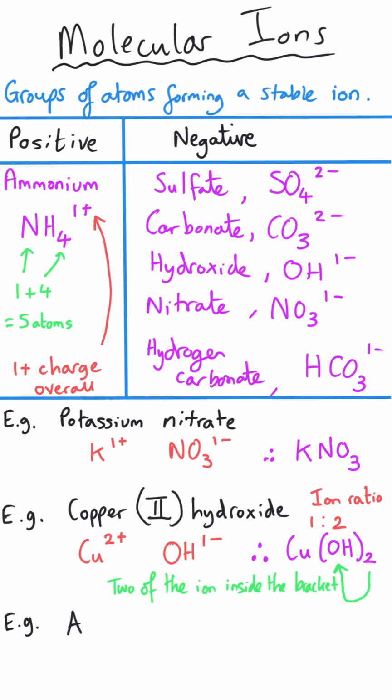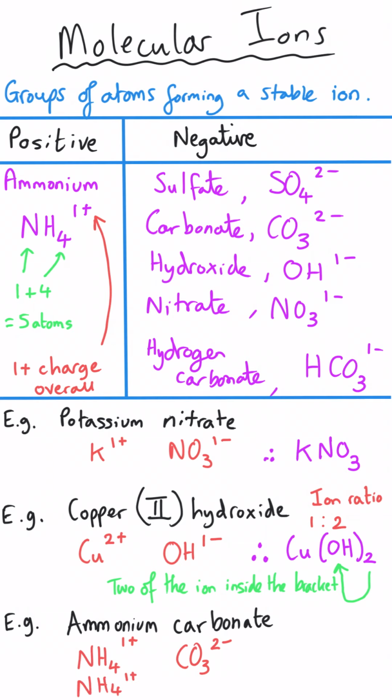And then a more complicated one, we might have ammonium carbonate. Ammonium is NH4+, carbonate CO3 2-. So we can see, if we look at the common multiple of 1 and 2, it's 2. So that means we need 2 of the ammonium ion and only 1 of the carbonate. And so we'd write NH4 inside brackets, little 2 after that, and then CO3 afterwards. And that's the formula of ammonium carbonate.